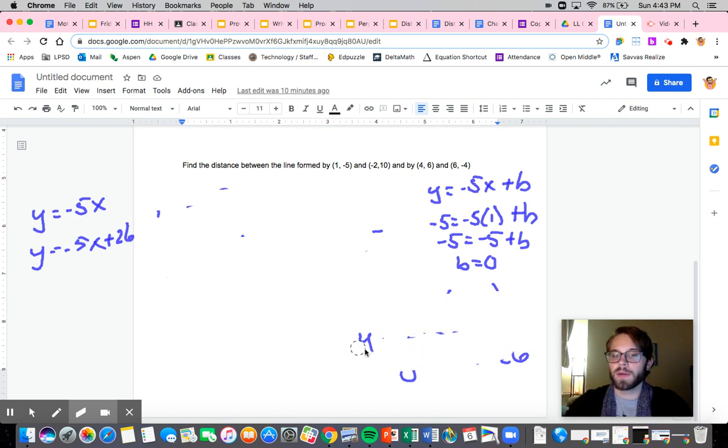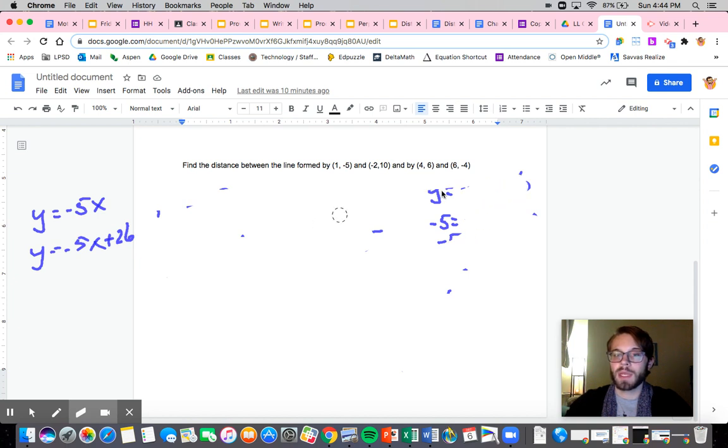And now we need to move on to step 2, which is ultimately going to be finding the perpendicular slope. So that's our step one. We found the equations of our lines. So step two, I'm going to find my slope. Well, I just flip it and change the sign, so it is 1/5.